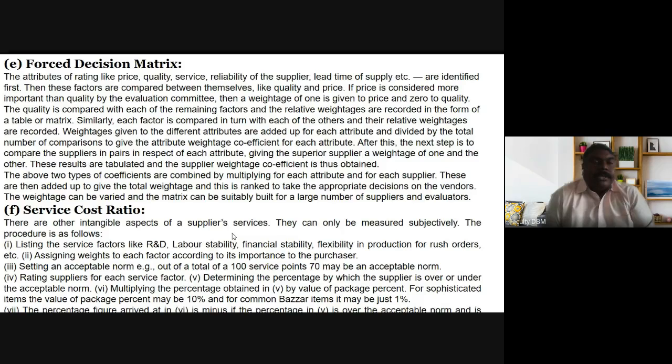In the school we have seen all 6 subjects. Here they have taken price, quality, service, reliability and lead time of supply. Next is the service cost ratio. There are other intangible aspects of supply services. They are measured subjectively. The procedure is as follows: listing the service factors like R&D, labor stability, financial stability, flexibility in production of rush orders, assigning weights to each factor according to the importance to the purchaser, setting up an acceptable norm, where out of a total of 100 service points, 70 may be an acceptable norm, and rating the suppliers for each and every service factor. So don't get confused with the service cost and the cost ratio method.